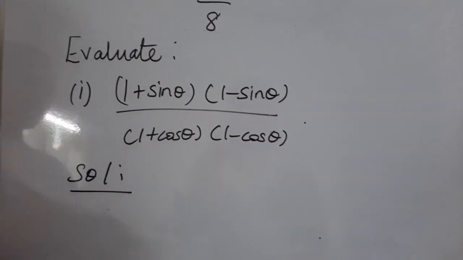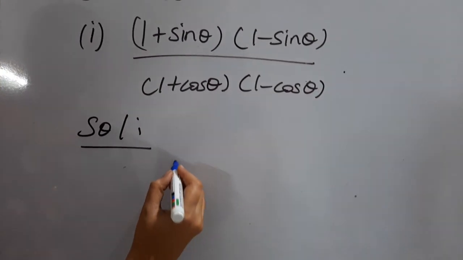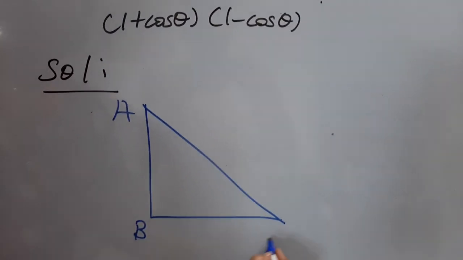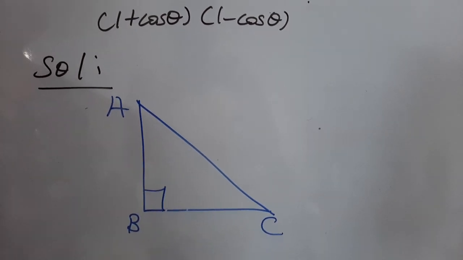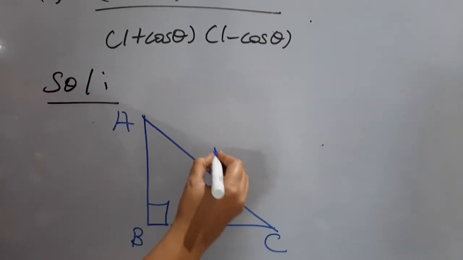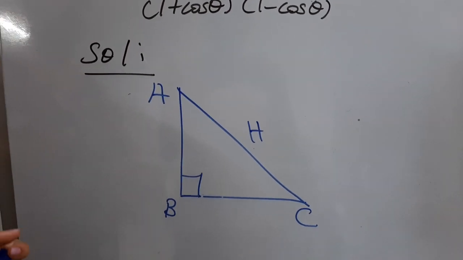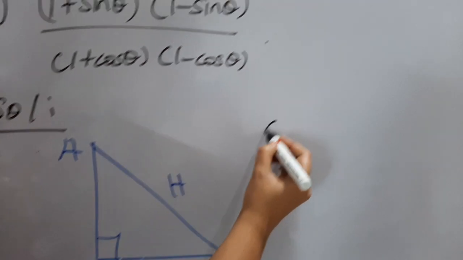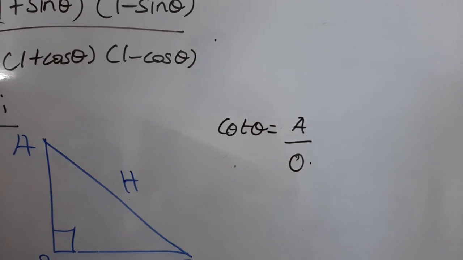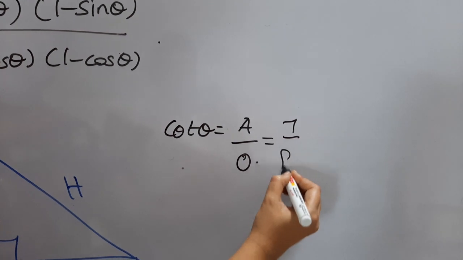And we know that trigonometric ratios can be defined only for a right angled triangle. Let us have a right angled triangle here. Let me name the triangle as ABC, and B is the 90 degree angle. Since B is 90 degrees, the side opposite to B, which is AC, is your hypotenuse. And it is given that cot theta is equal to 7 by 8. Cot theta is defined as adjacent upon opposite, that is equal to 7 by 8.